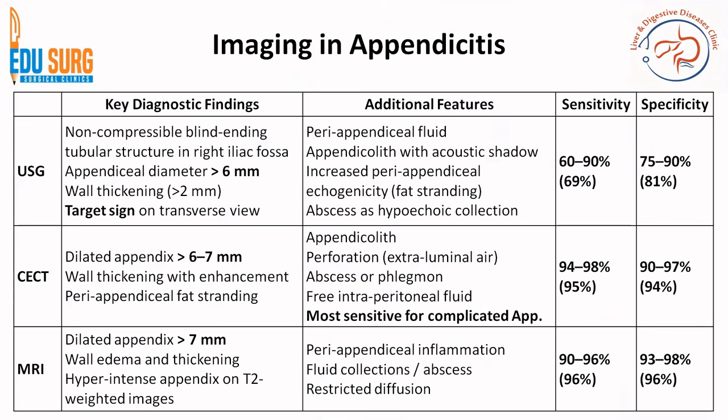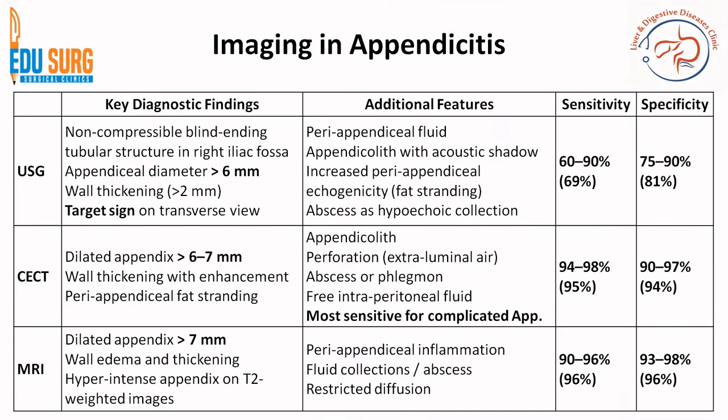Ultrasound is usually done first. The classical line is non-compressible and non-peristaltic, blind ending tubular structure. Wall thickening is more than 2 to 3 mm, diameter is more than 6 mm. If you do a transverse or an end-on view, you may see a target sign.